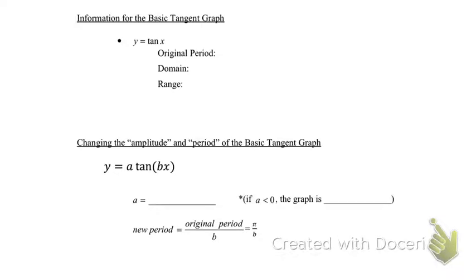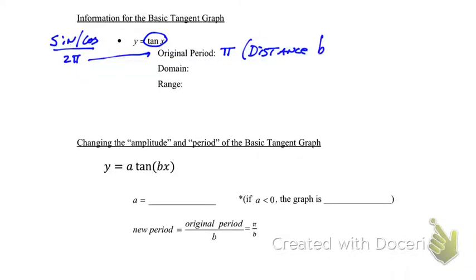Okay, from Monday and Tuesday, we talked about the period of a graph and the domain and range. Now for the sine and cosine, remember that your period was 2 pi. For tangent, the period is pi. And what you want to realize about this period is it's simply the distance between your asymptotes. That's how you'll use the period of the tangent graph. That's the distance between your asymptotes.